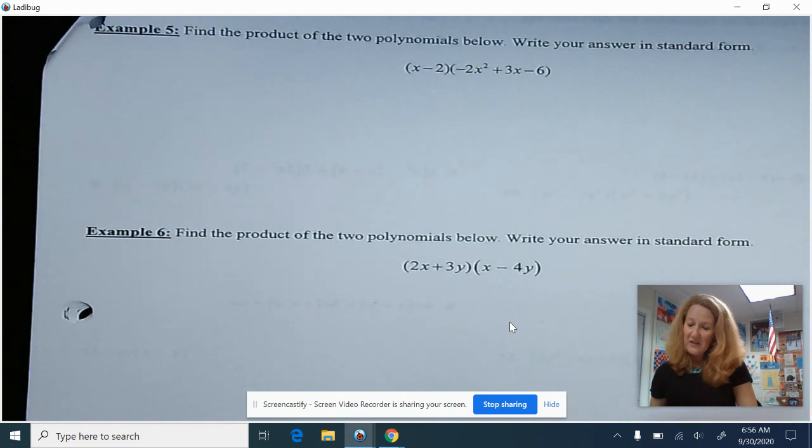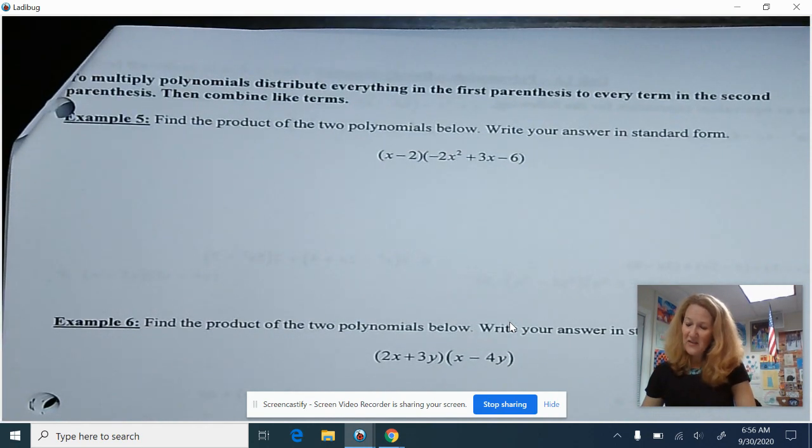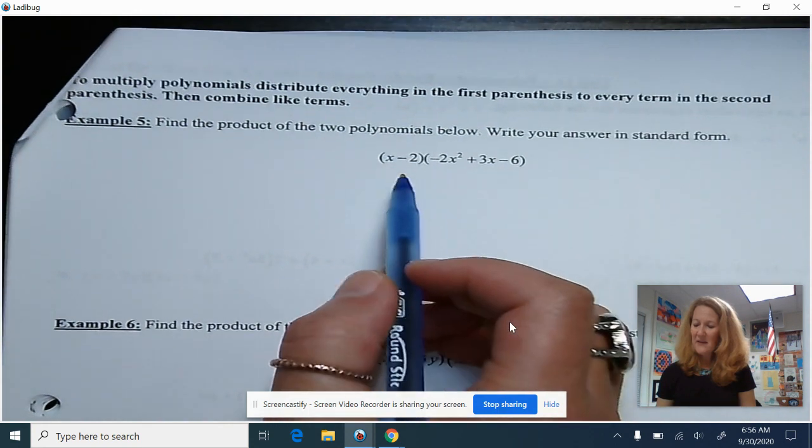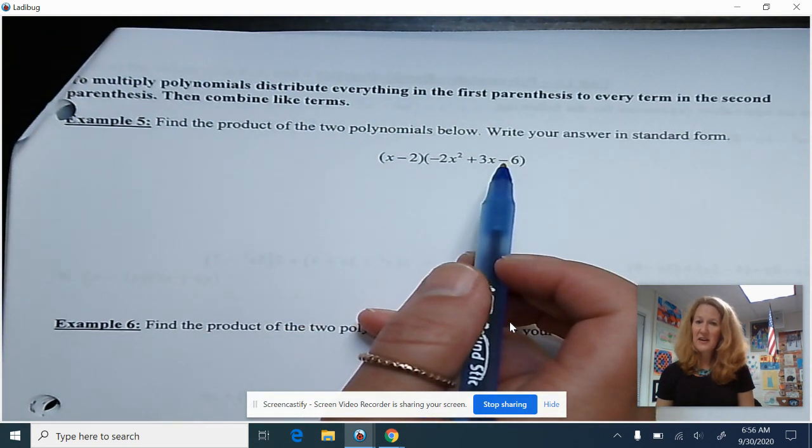To multiply polynomials, distribute everything in the first parentheses to every term in the second parentheses, then combine like terms. So for all of these, the instructions are the same. Find the product of the two polynomials below and write your answer in standard form. This example 5, you have a binomial times a trinomial.